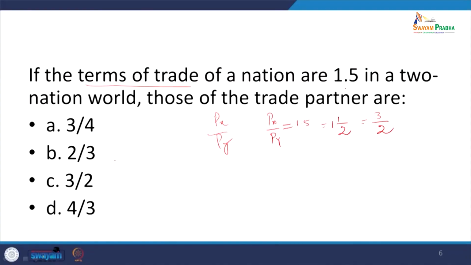What happens if the terms of trade of a nation are 1.5 in a two-nation world? There are only two nations, A and B. Here we are saying it is 3 by 2. The relative price is 2 for imports and 3 for exports. So what is it for the trade partner? It will be 2 by 3 for sure, because it will simply be the reverse since there are only two countries. So let us check, it is 2 by 3. The answer is B.